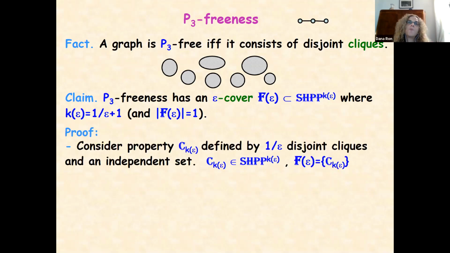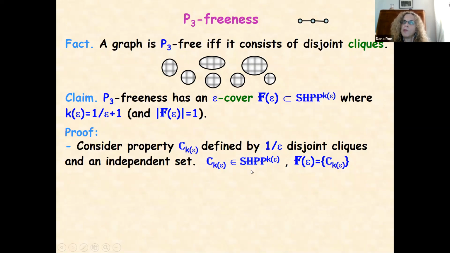What will the cover be? I said it will contain just one property. What will that property be? The property will be defined by 1 over epsilon disjoint cliques and an independent set, with nothing between them. So this fits into my semi-homogeneous framework. This is 1 over epsilon cliques plus 1 independent set, so I have the right number of parts, and it's just one property. So the cover is just of one property.